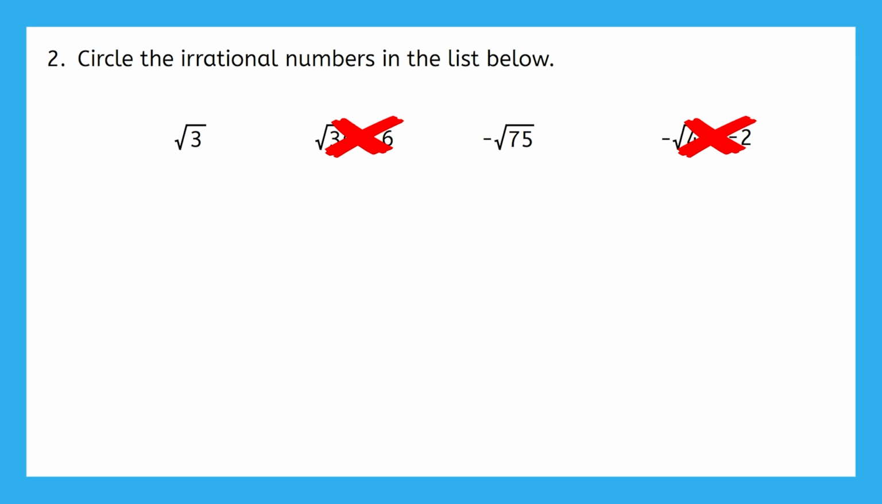On the other hand, 3 is not a perfect square, which means that the square root of 3 is an irrational number. And since 75 isn't a perfect square, the negative square root of 75 is also an irrational number. Don't let the negative sign there throw you off, though. It just means that it's a negative decimal number that never ends or repeats.